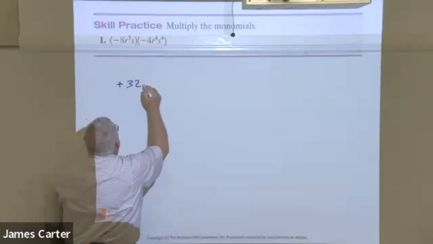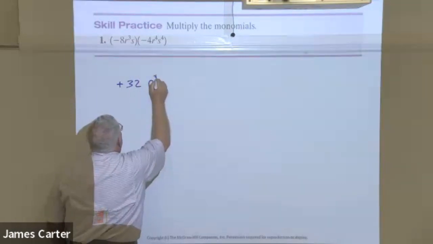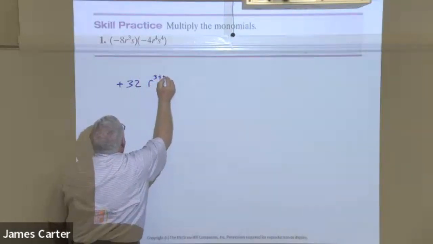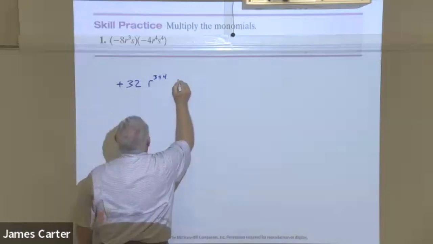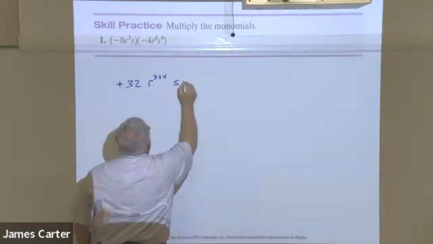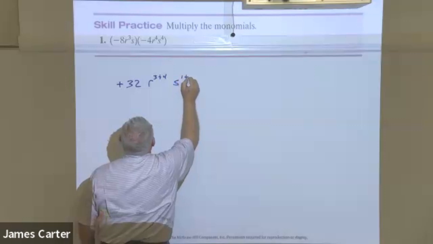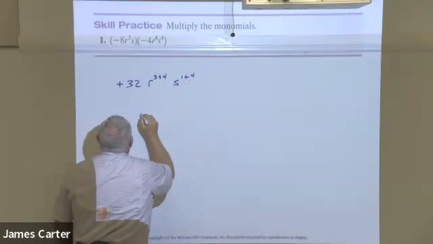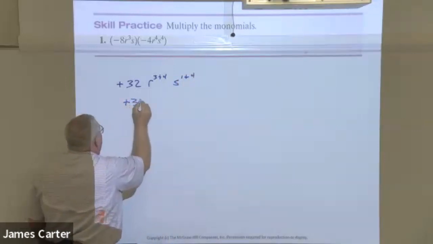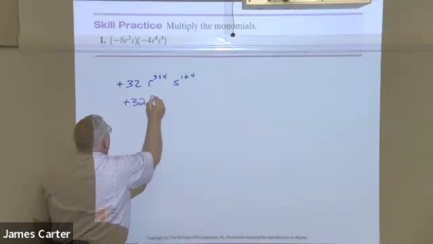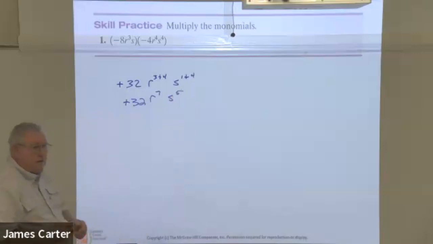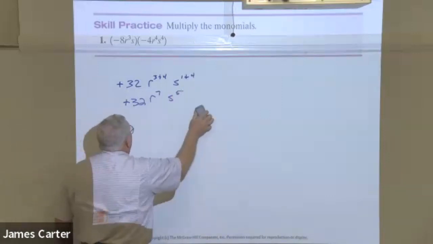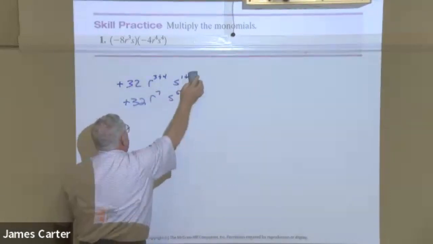Here for the R's, I'm going to think R to the third plus fourth. And then for the S's, I'm going to think S to the first plus fourth. So what I ultimately would write would be 32 R to the seventh, S to the fifth. Now, do I need to require you to show that step? No.